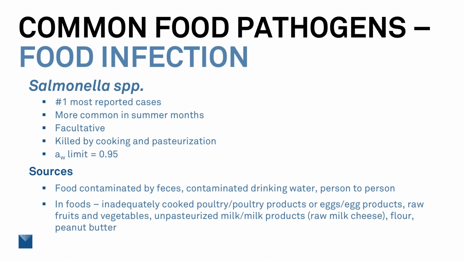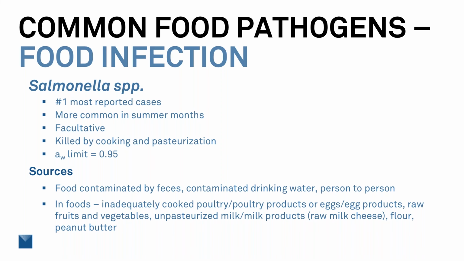Salmonella. Salmonella is the number one for most reported cases. This is now food infection, where you have to ingest it and then it grows in your gut. It's more common in the summer months, and that is because it's warmer weather and we have more active animal life. It is also facultative. We've seen that before, where it can go either in an oxygen-rich or oxygen-depleted environment. It's also killed by cooking and pasteurization, and the water activity limit for this one is 0.95.